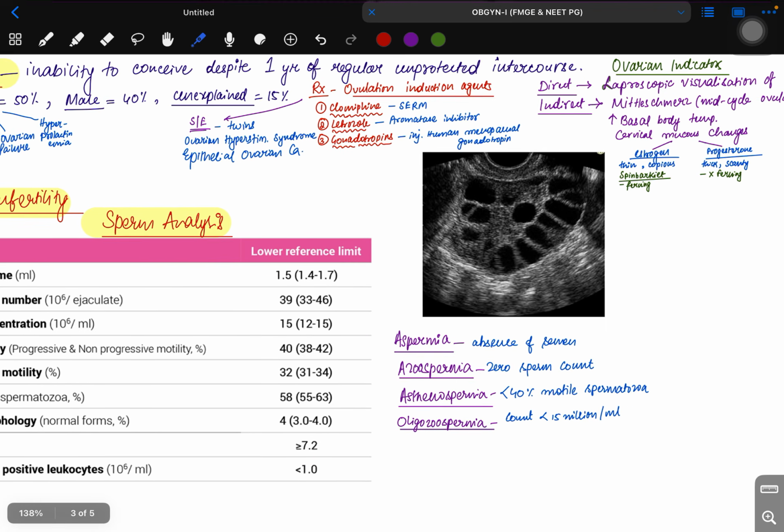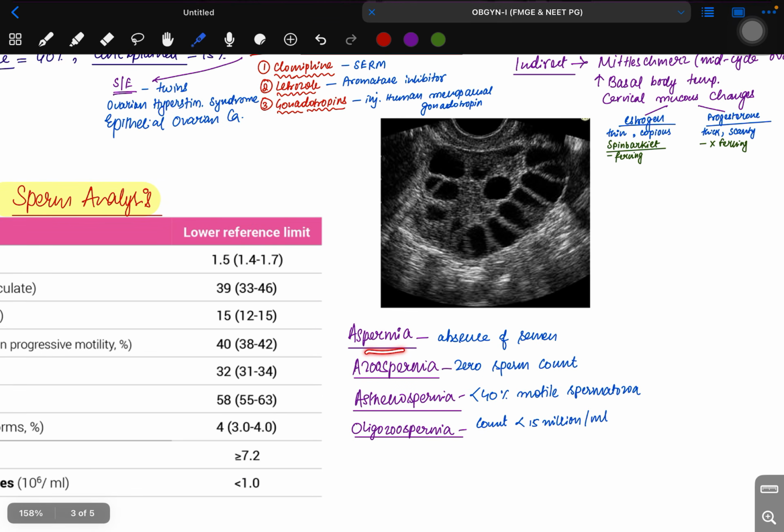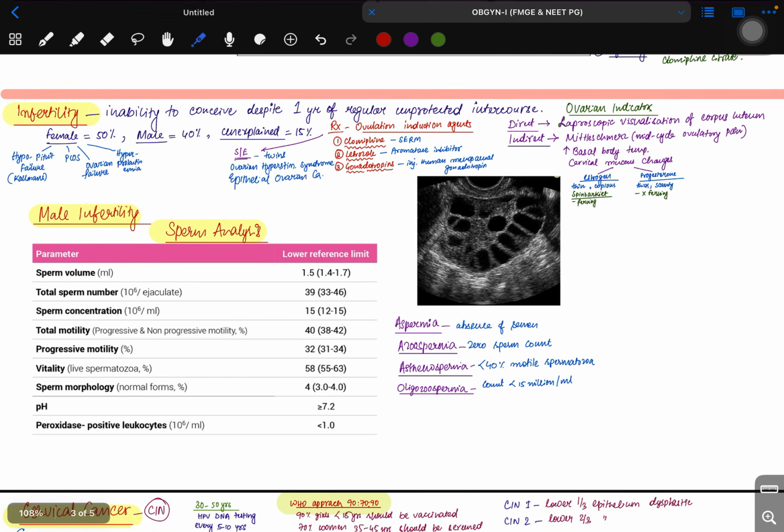The sperm analysis. What is aspermia? It is the absence of semen. Azoospermia, it is zero sperm count. Then asthenospermia, it is less than 40% of motile spermatozoa, and oligospermia, it is if the sperm count is less than 15 million per ml.